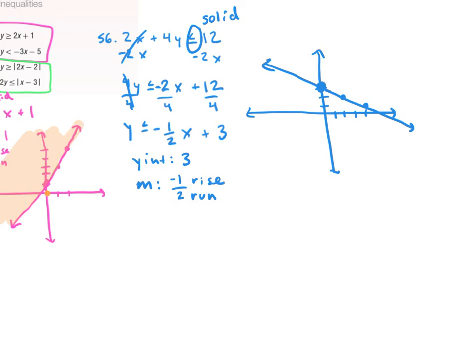Now we need to find out where we're shading. What can we plug in to find where to shade? 0, 0. So we plug in 0 for x and 0 for y. I'm going to plug it into the original problem up here. So we have 2 times 0, which is 0, plus 4 times 0, which is 0. So on the left, we just get 0. So 0 is less than or equal to 12. Is this true? Yep. So where are we going to shade? Perfect. We shade where that 0, 0 is, so below the line.